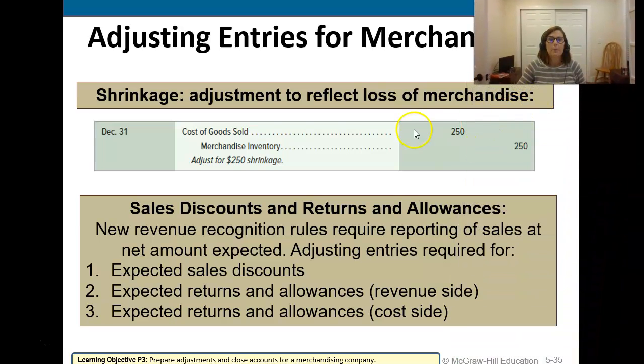Now, sometimes we go out and we count merchandise, and we realize that perhaps there isn't as much there as we thought. It walked out the door, whatever it is, there's just not there what we thought there was. We're going to write that off to make sure that our inventory balance is accurate. So what we're going to do is enter a credit to reduce our merchandise inventory by the amount we're missing. And then the debit is going to go to cost of goods sold.